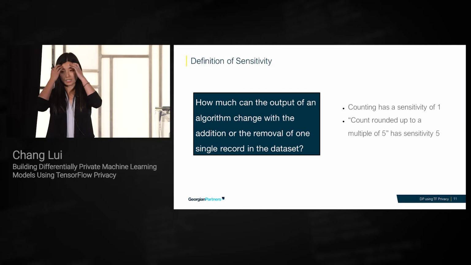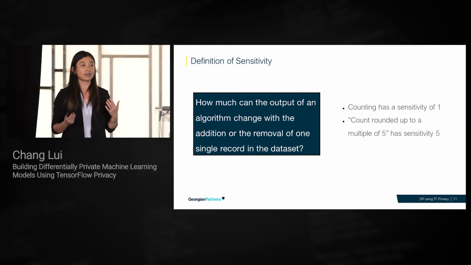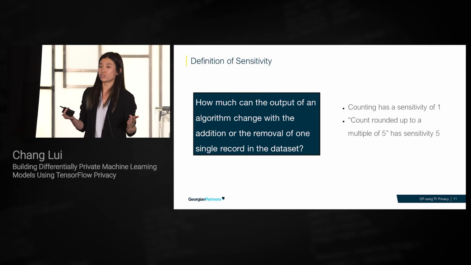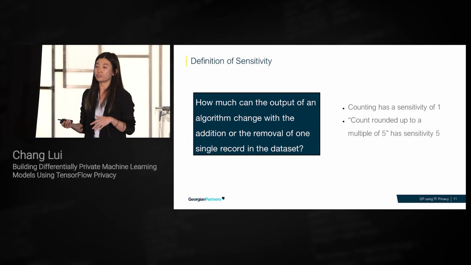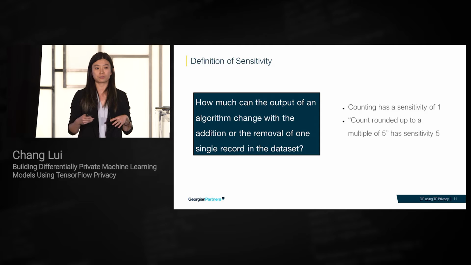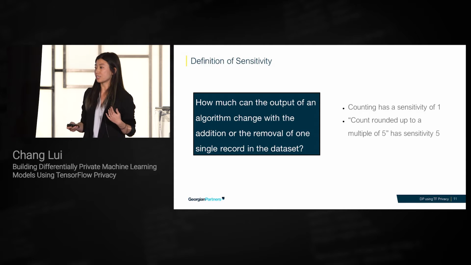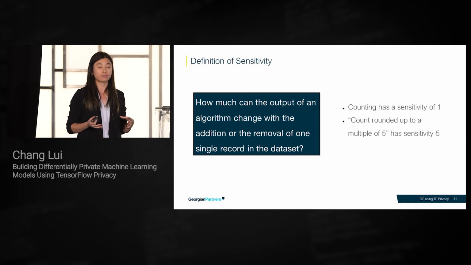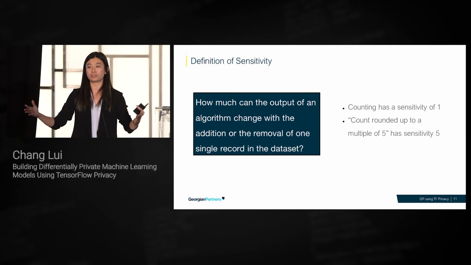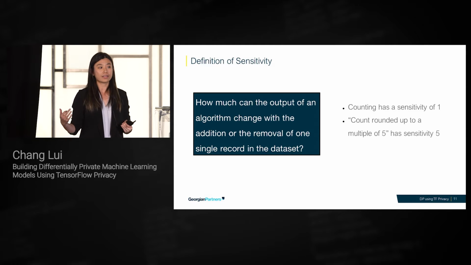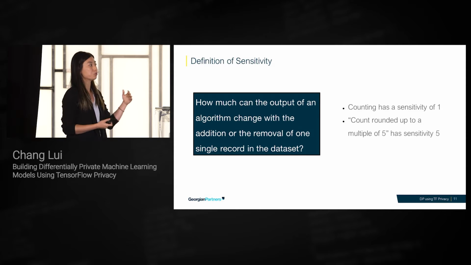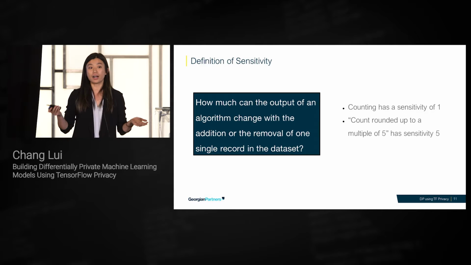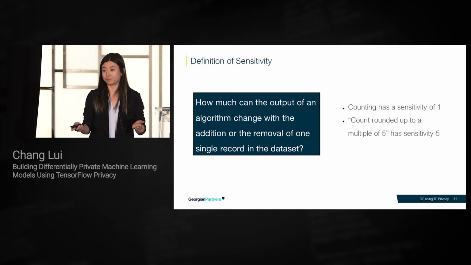All right, a quick definition of sensitivity. The sensitivity of any algorithm on a data set is how much your output would change if you had the addition or the removal of one single user or one single record from this data set. Let's think about the exercise that we did. We tried to count how many people. Counting has sensitivity of 1, right? For example, we had 100 people here, and with the addition of one extra person, the final output would change by at most 1. But if we do counting rounded up to 5, then it has sensitivity 5.